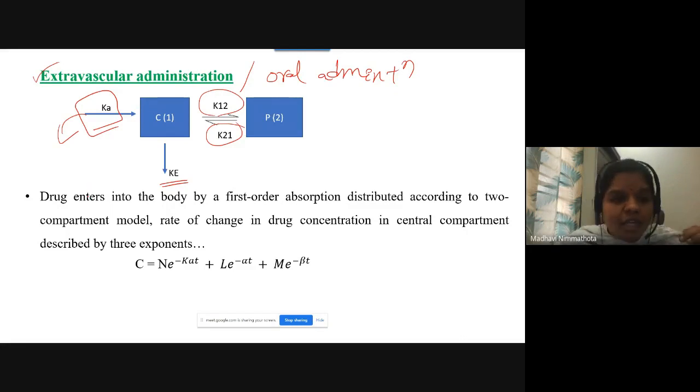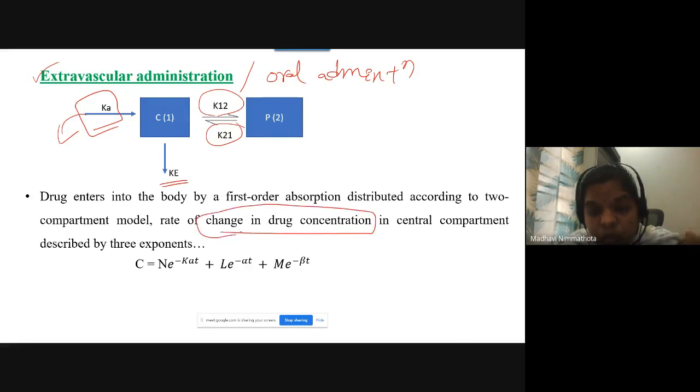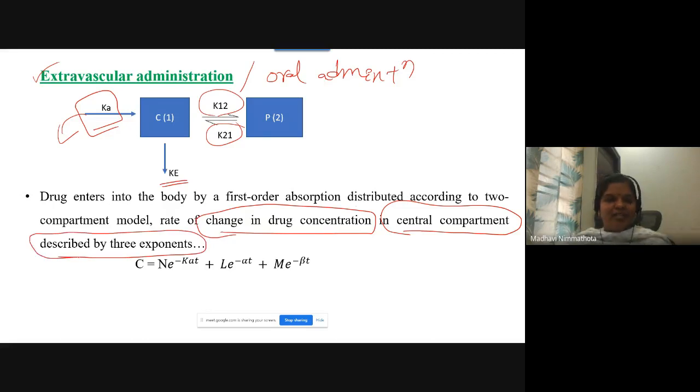Okay. The drug enters into the body by first order absorption and distribution according to the two compartmental open model, and the rate of change in the drug concentration. So here also we are considering only the central compartment, right? So the rate of change in the drug concentration in the central compartment can be described by three exponents. Okay.